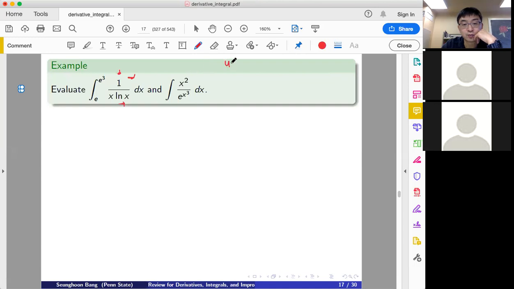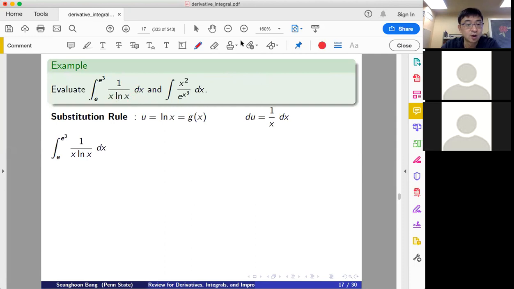What is u? u equals ln of x. What is du? du is 1 over x dx. Luckily here, 1 over x dx is du. You can change it very simply. You have to use u substitution, like this.